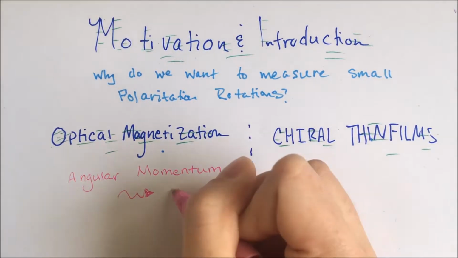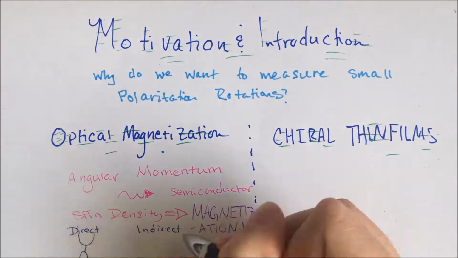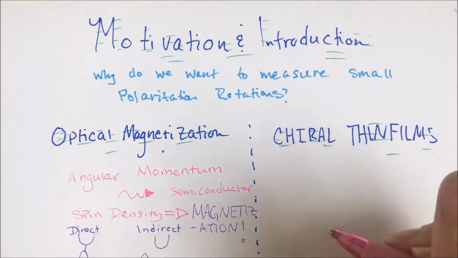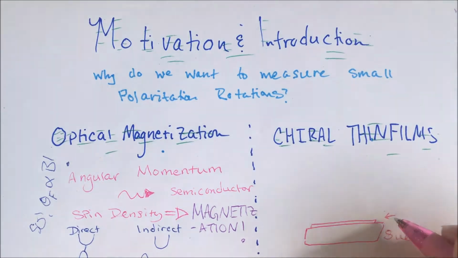Photons incident upon a semiconductor carry angular momentum, which is conserved in the charge carriers, causing a magnetization of the material proportional to the polarization rotation of light. We can also use rotations to determine the thickness of chiral thin films, because the rotation angle is proportional to the thickness.